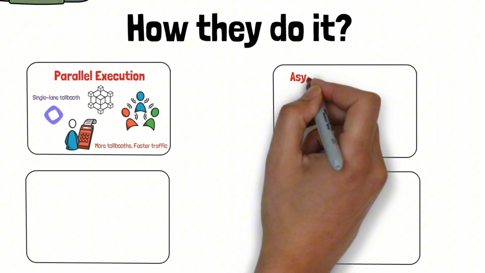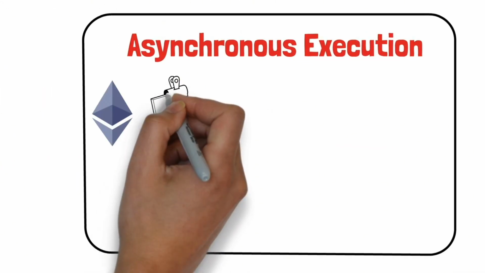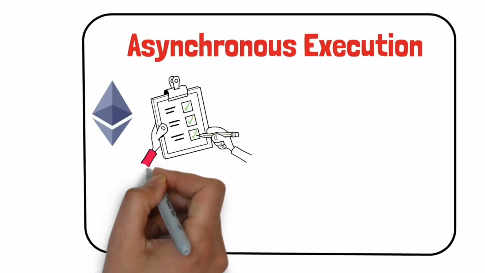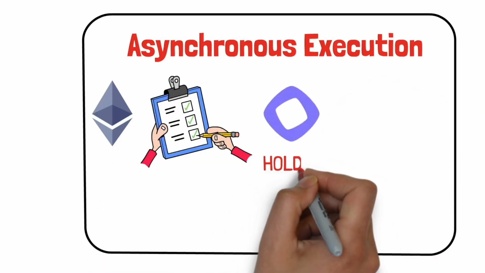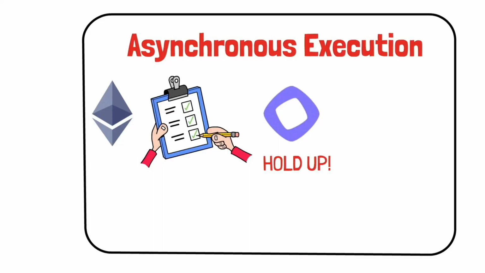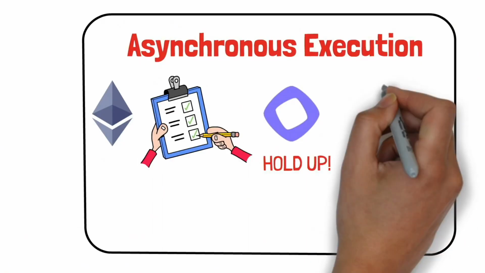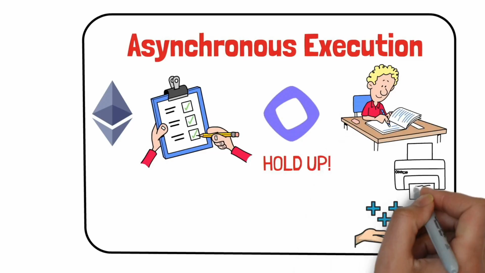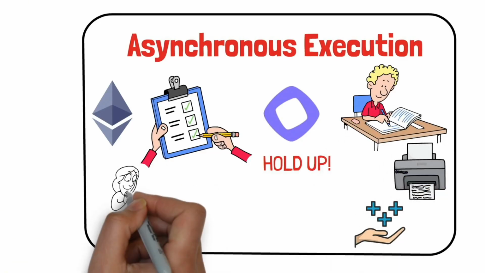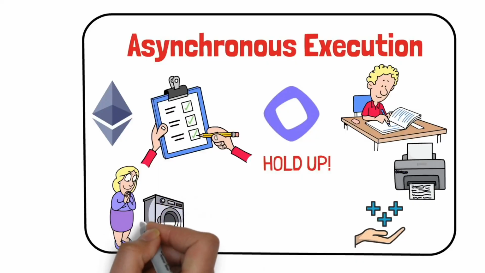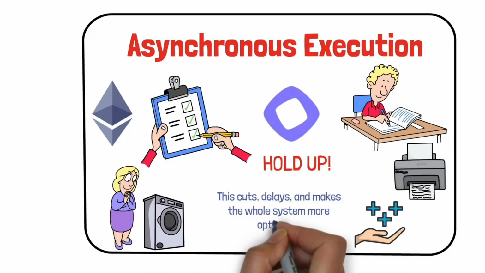Second, asynchronous execution. Normally, Ethereum processes steps in a strict order, like a checklist, one box at a time. But that slows things down. Monad says, hold up, some of these steps don't need to wait. Let's prepare them in advance and finish them when ready. It's like doing your homework while the printer is printing your report. You get more done in the same amount of time. It's like running your washer and dryer at the same time. It is simply more efficient. This cuts delays and makes the whole system more optimized.